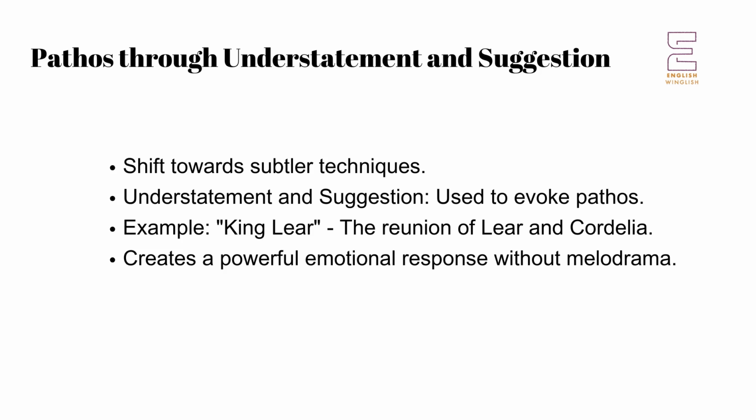Pathos through understatement and suggestion. Contrasting the Victorian approach to pathos, modern literature has shifted towards subtler techniques. Instead of dwelling on explicit details of suffering, contemporary writers often employ understatement and suggestion to achieve the effect of pathos.